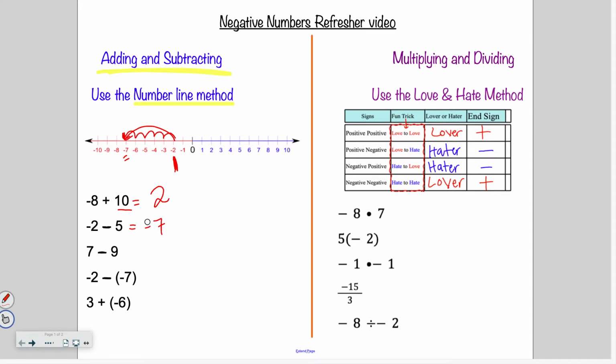Next, +7 minus 9. So now you're starting over here, put your finger on +7, and move 9 spaces to the left because you're subtracting. I'm going to hopefully start to be a little quicker with this. It's going to take me 7 spaces to get back to 0. How many more do I need to do to move a total of 9 spaces? 2 more. So that one is -2.